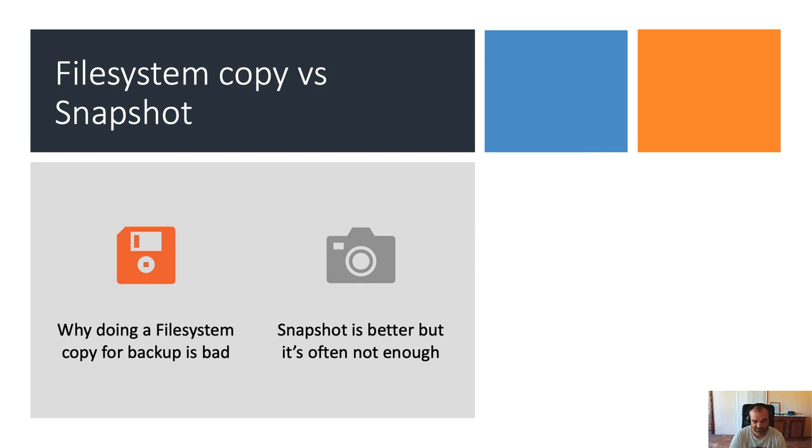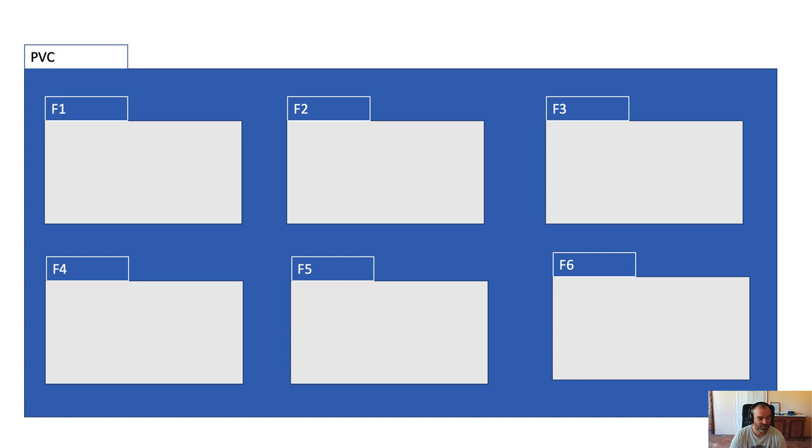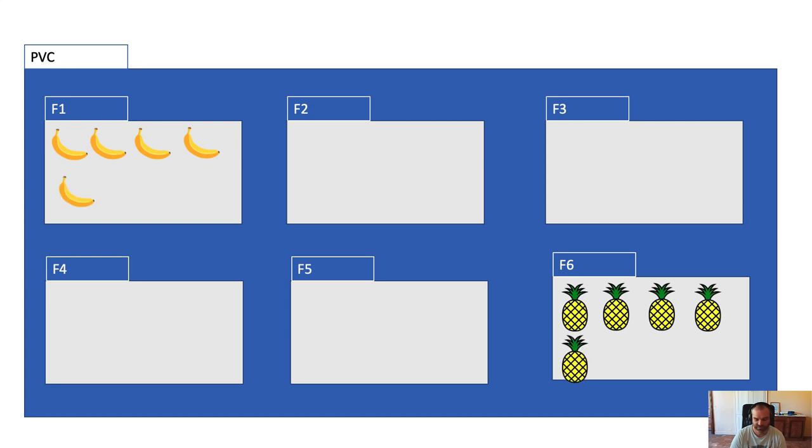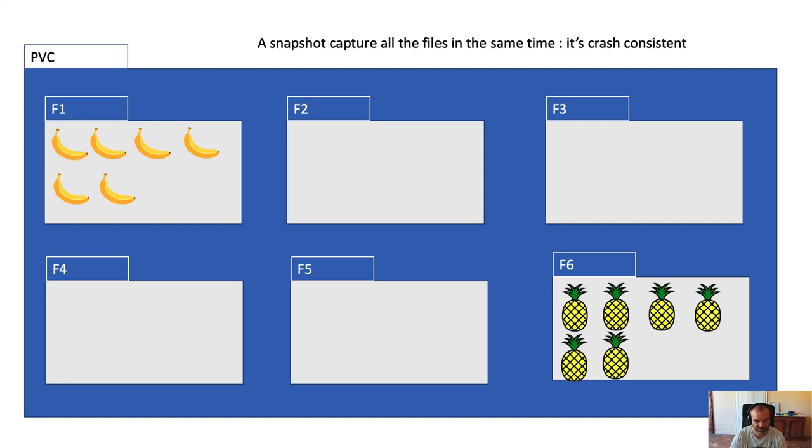Why do we need snapshot rather than file system copy to take good backup? The reason is simple. Let's take a PVC with 6 files. At T0, F1 has 4 banana, F6 has 4 pineapple. At T1, 5. At T2, 6. Then you take a snapshot. And the snapshot is crash consistent, which means all the files are captured exactly at the same time. So you capture the 6 banana and you capture also the 6 pineapple. All that at the same time, consistent with the actual file system state before the crash.